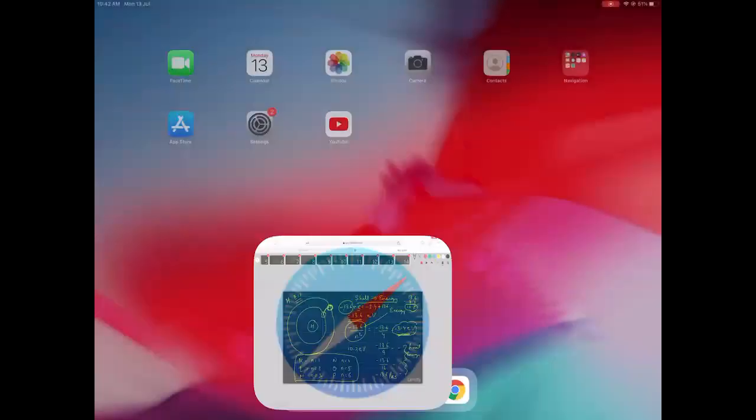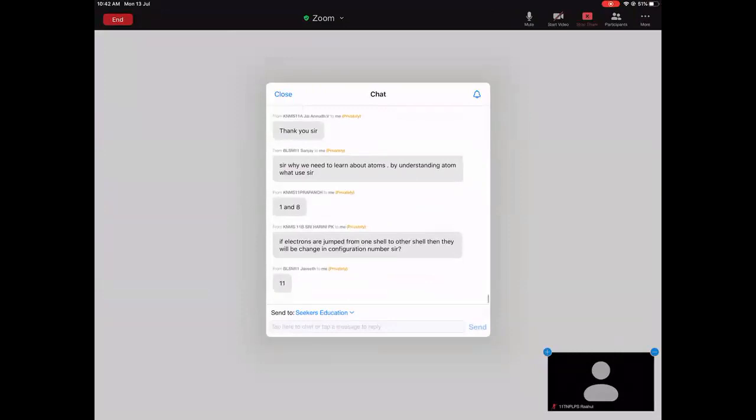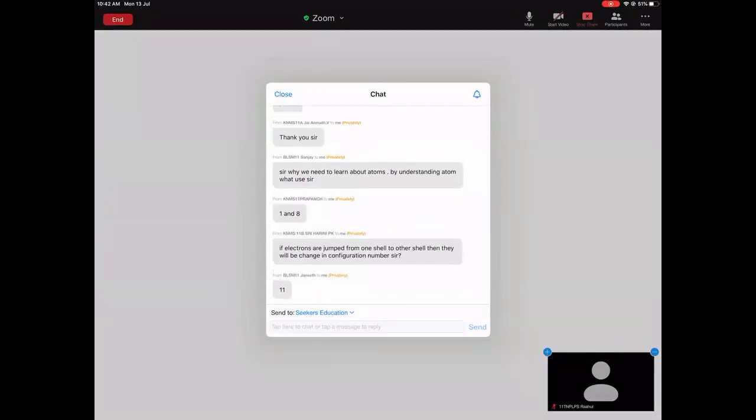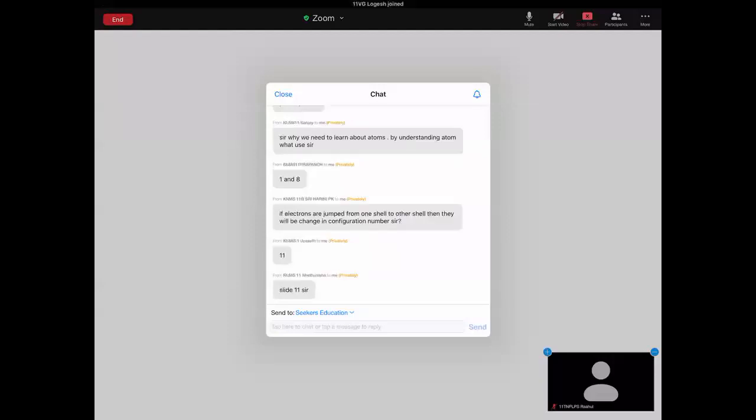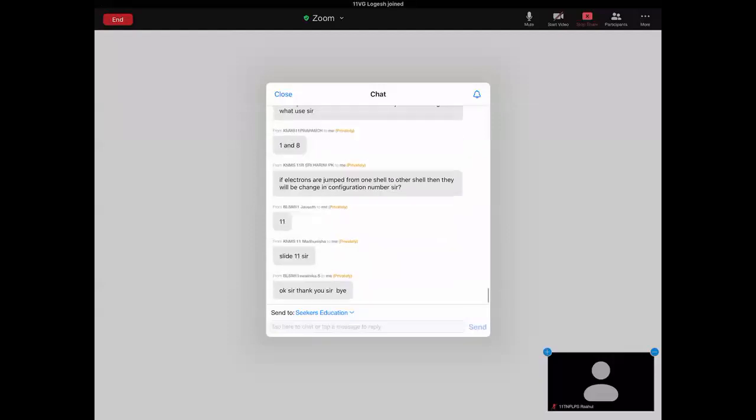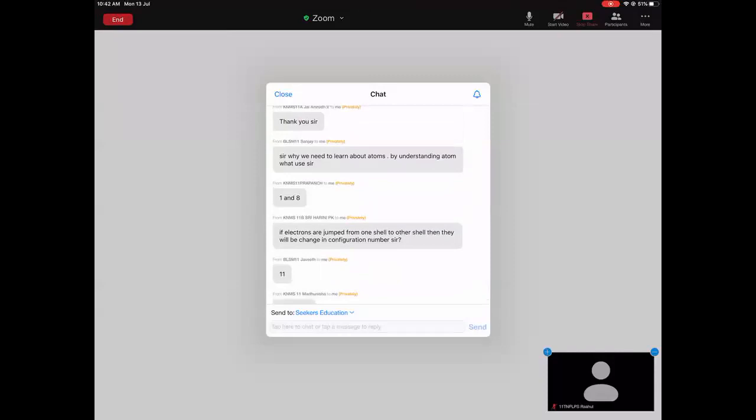Okay. So let me just check if electrons jump from one shell to another, will they change the configuration number? No, nothing of that sort.